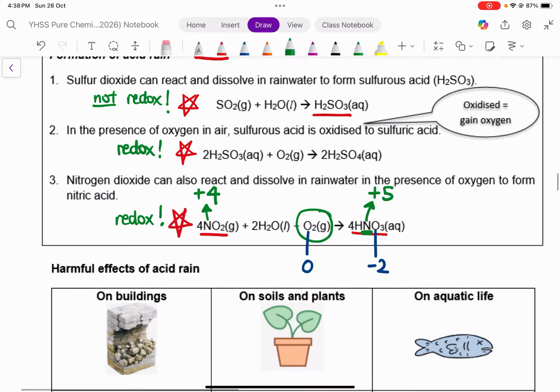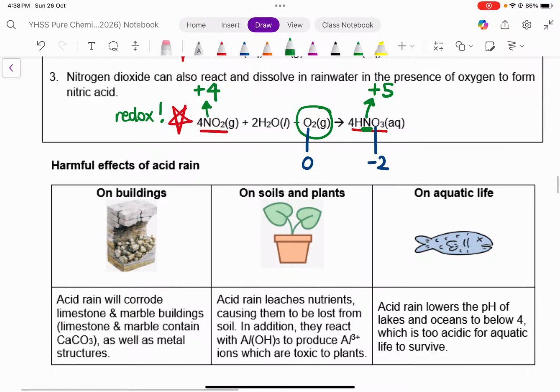So now let's move on to the very last part, which is the harmful effects of acid rain. Acid rain can damage buildings, particularly, you must mention in your answer, it corrodes limestone and marble buildings, because limestone and marble both contain calcium carbonate, and metal structures. So metal bridges, limestone statues will all be damaged by acid rain.